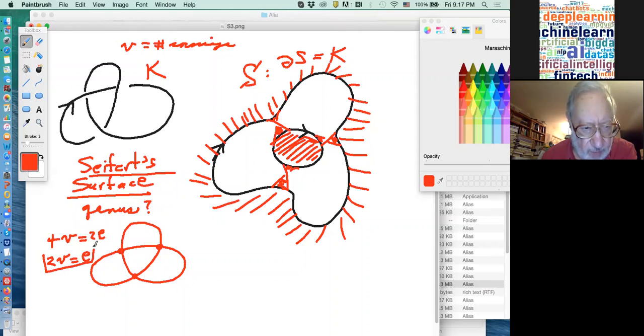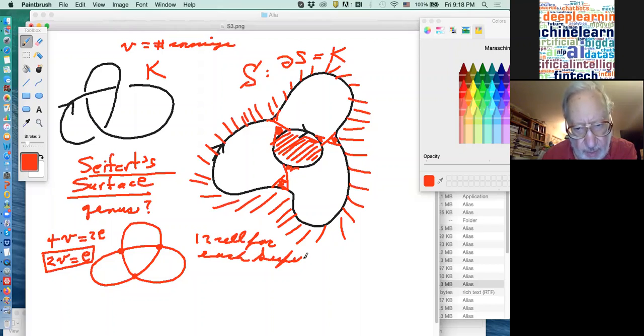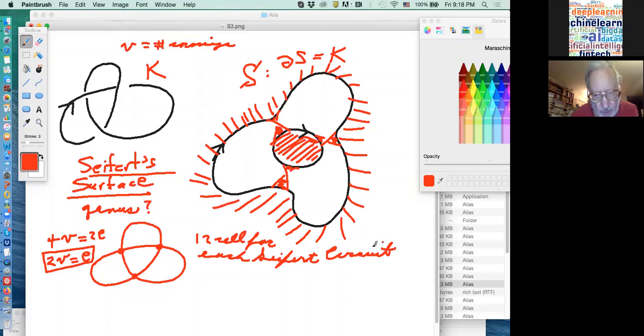So we know the number of crossings, we know the number of edges. And then there are the 2 cells. And there is one 2 cell for each Seifert circuit. So that tells us that vertices minus edges plus, and let's let S equal the number of Seifert circuits.